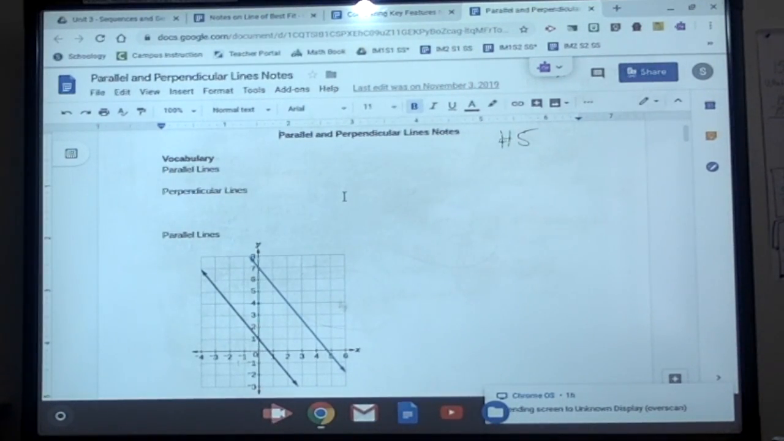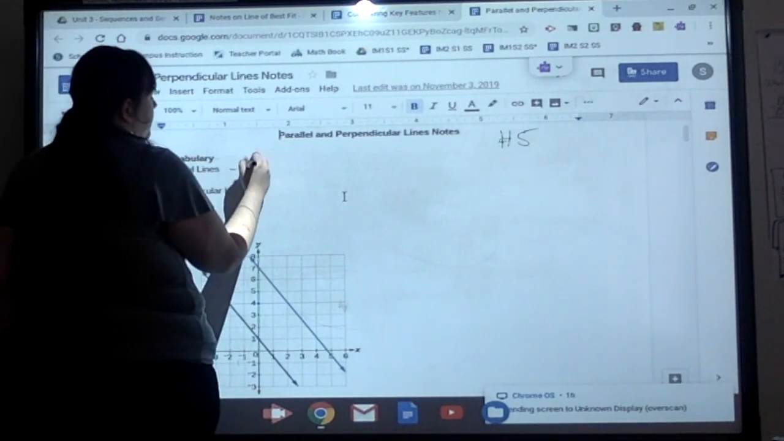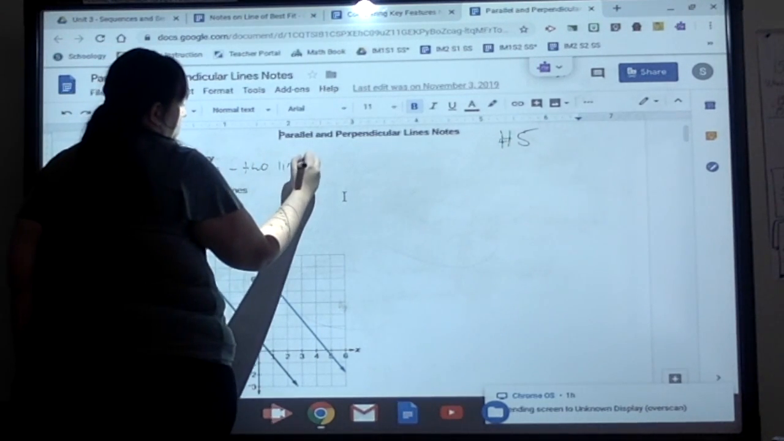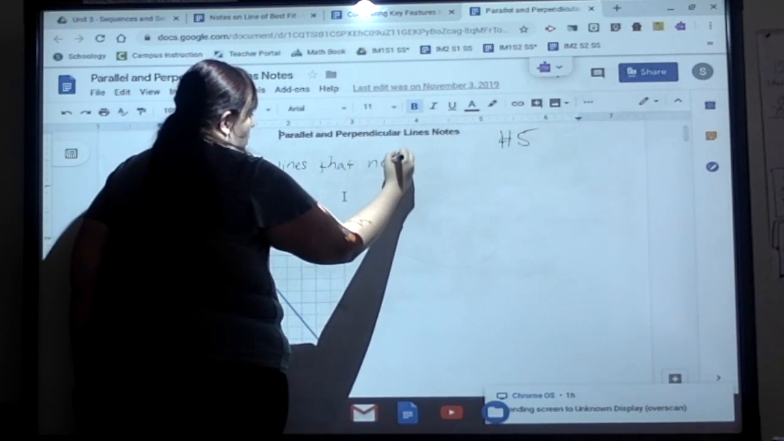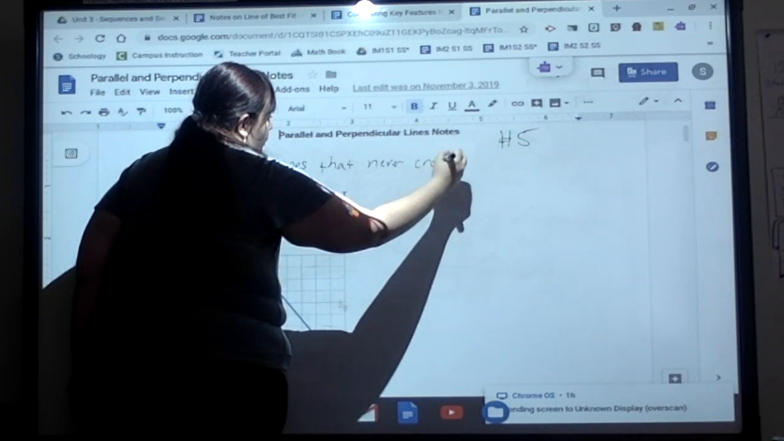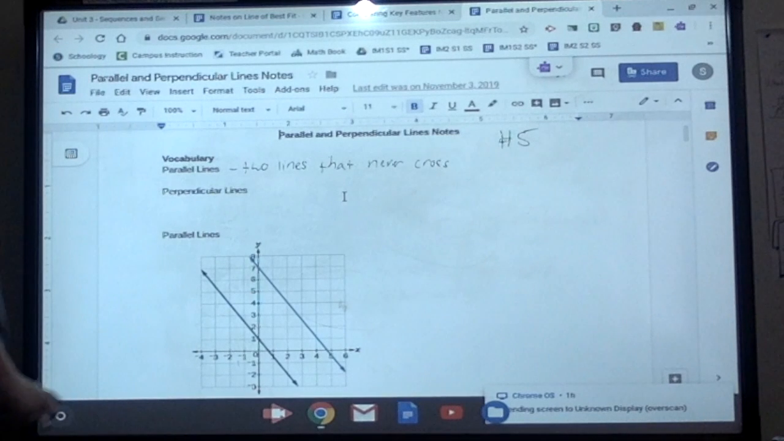Alright, so today we're going to learn about parallel and perpendicular lines. So you might have heard the words before, but two parallel lines are two lines that never cross. Never ever.